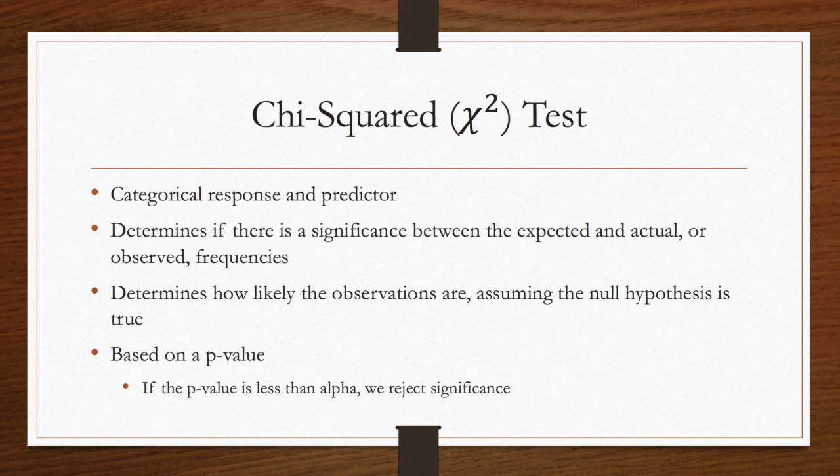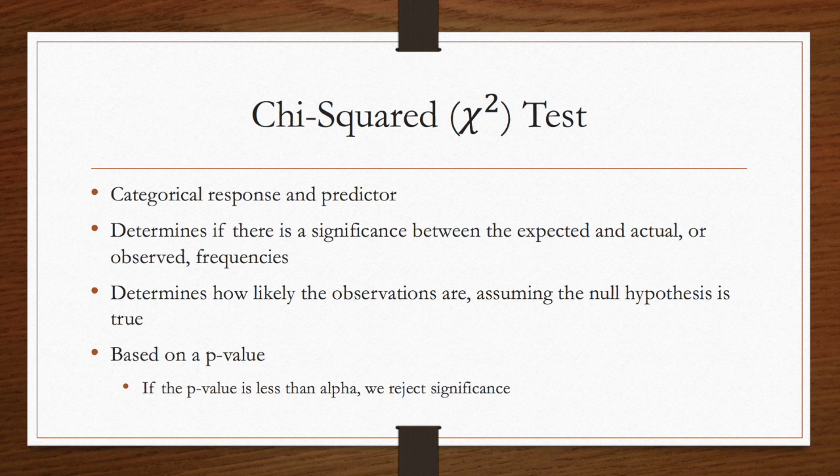When performing a chi-squared test, we use a categorical response and predictor. This test is used in order to determine if there is a significance between the expected or predicted frequencies and the frequency that actually occurs.